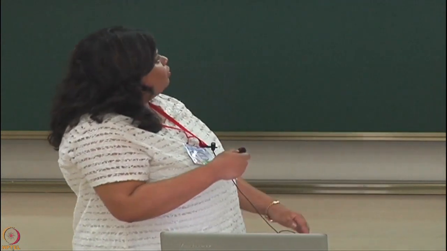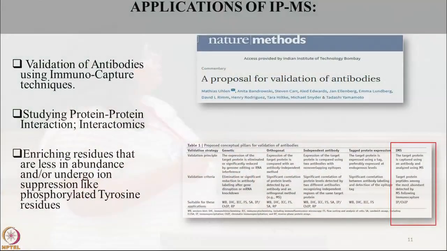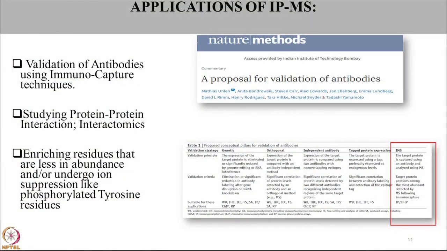So if you have someone who wants to address both these crowds, you can definitely use this technique. One of the preliminary studies that has come up is by Matthias Uhlen's group. They have given a proposal by which you can validate antibodies. From now onwards, I will be talking about 3 major applications of IPMS. There are many, but in the scope of this lecture, one application is validation of antibodies using the immunocapture technique. Immunocapture is again IPMS, because you are capturing the antibody of your interest followed by mass spectrometry.